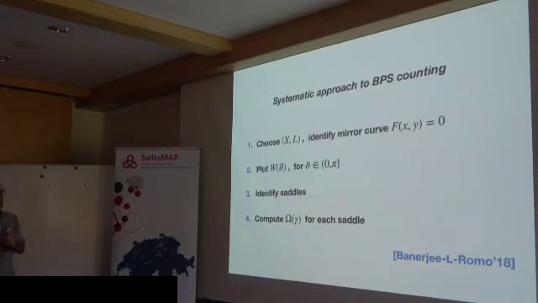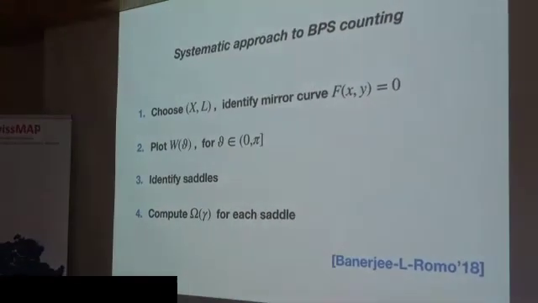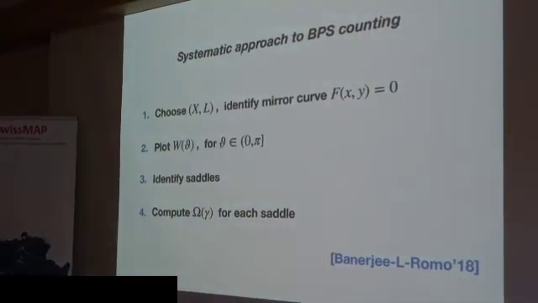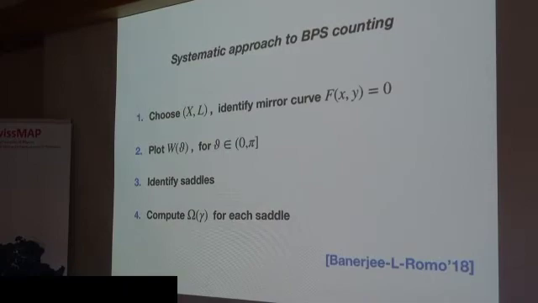So just to recap, the approach that exponential networks give you for computing BPS states is, first, you choose a model. You fix a choice of Calabi-Yau X and a choice of Lagrangian manifold, and that identifies for you a mirror curve f(x,y) = 0. Given that curve, you can use it to define exponential networks. So you plot your network for various values of the phase, and then you look for those values for which there is a saddle connection that appears, and then you apply our rules to compute omega for each of these saddles. So that's the full BPS spectrum of M2 and M5 branes that I talked about at the beginning.